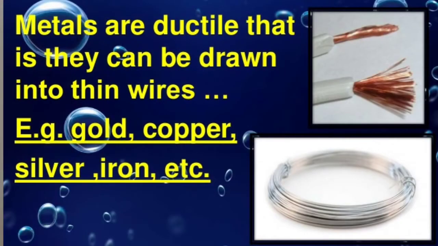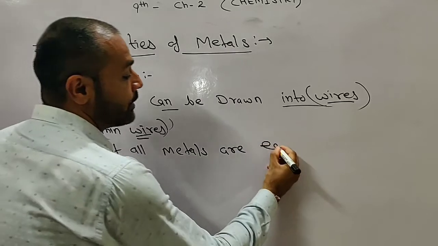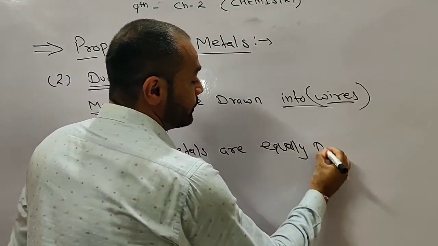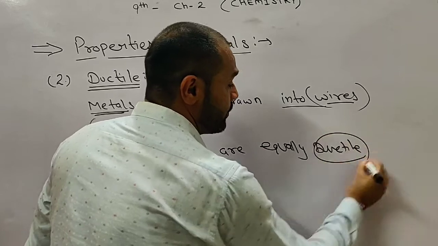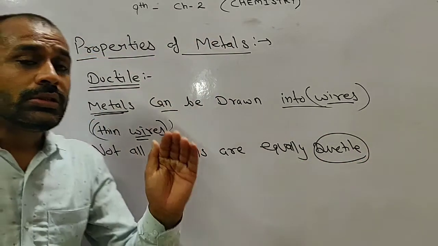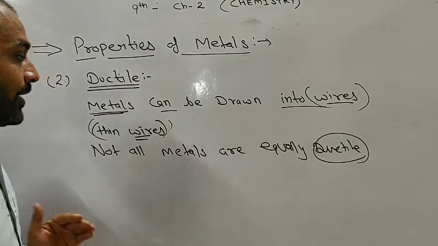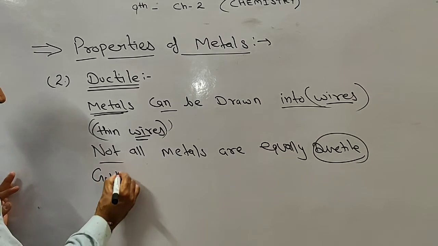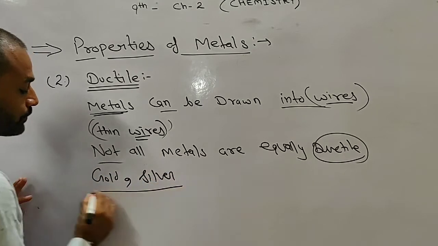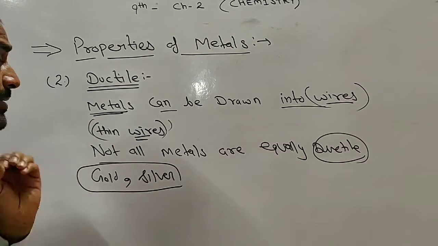The next property is ductile. Metal can be drawn into wires, like thin wires. Not all metals are equally ductile, which means all metals have different degrees of ductility. Fine. Like gold, gold and silver are the best ductile metals.